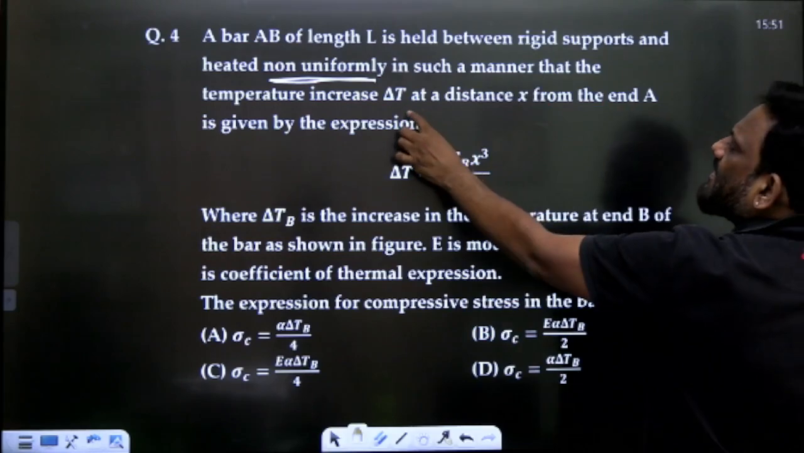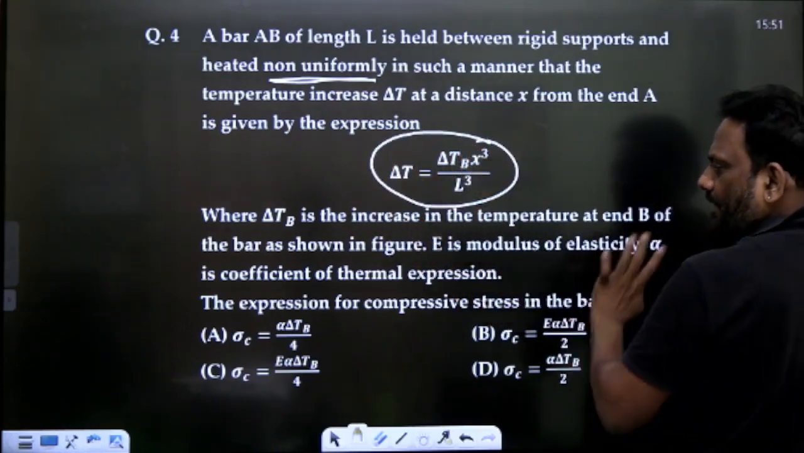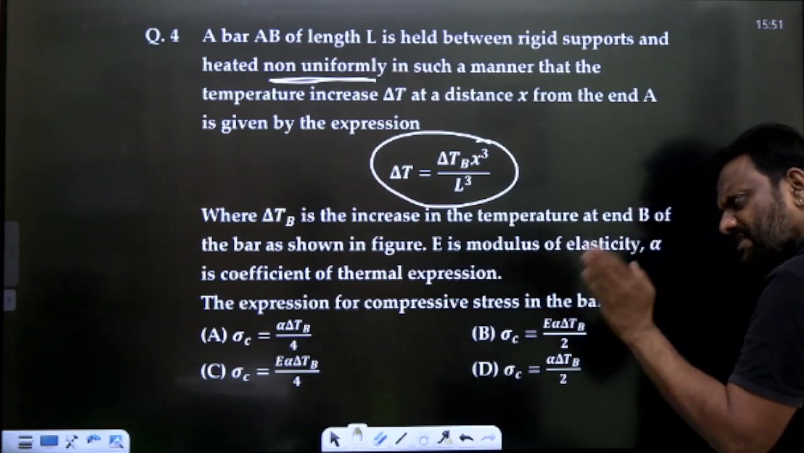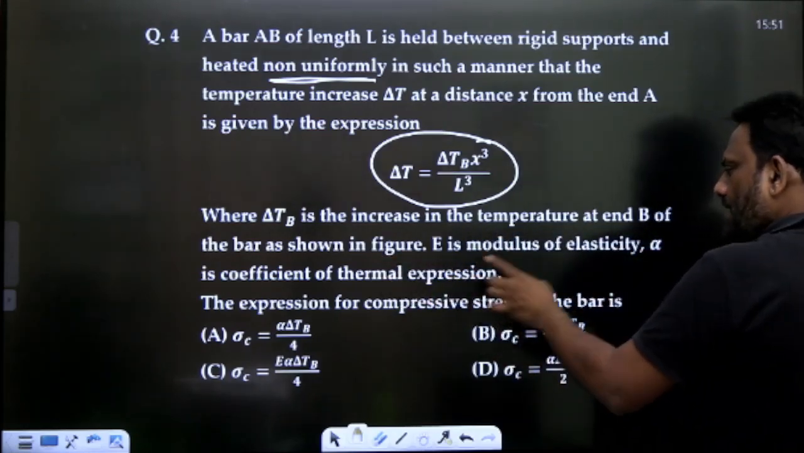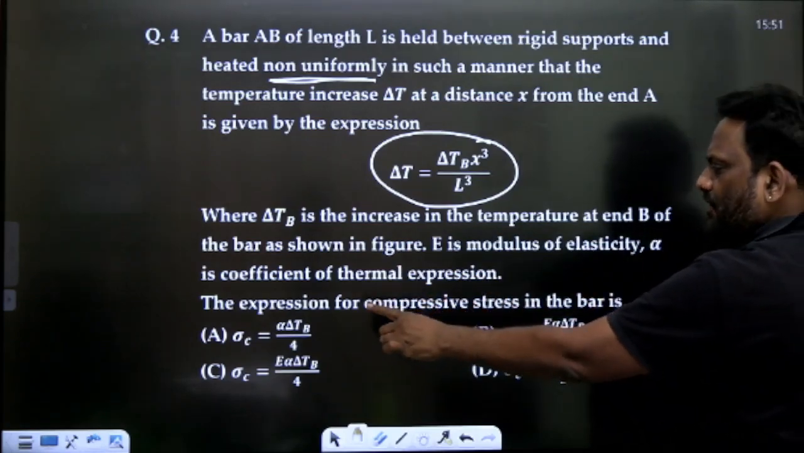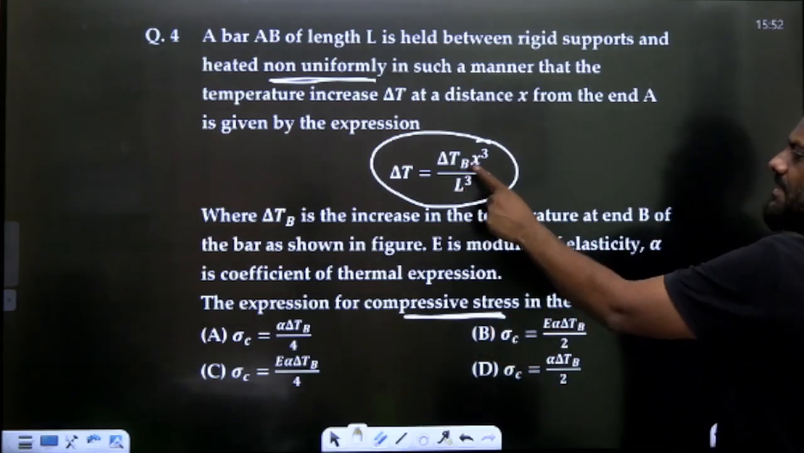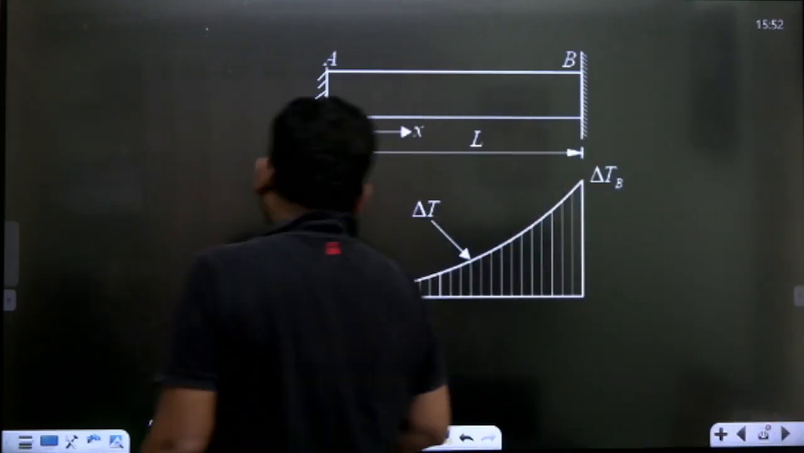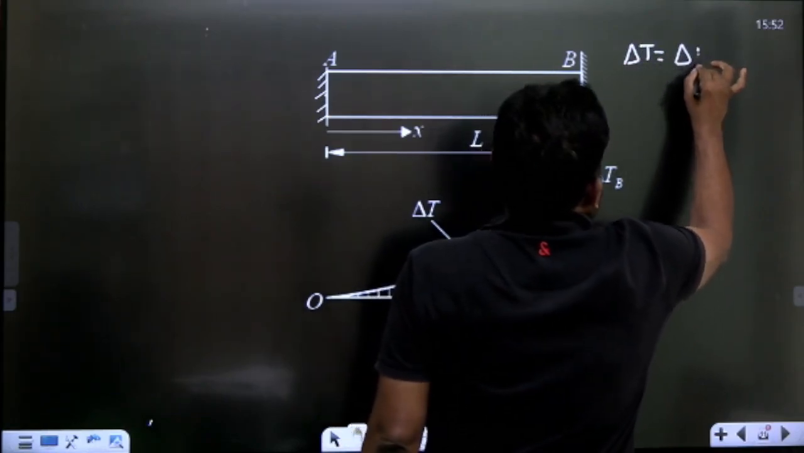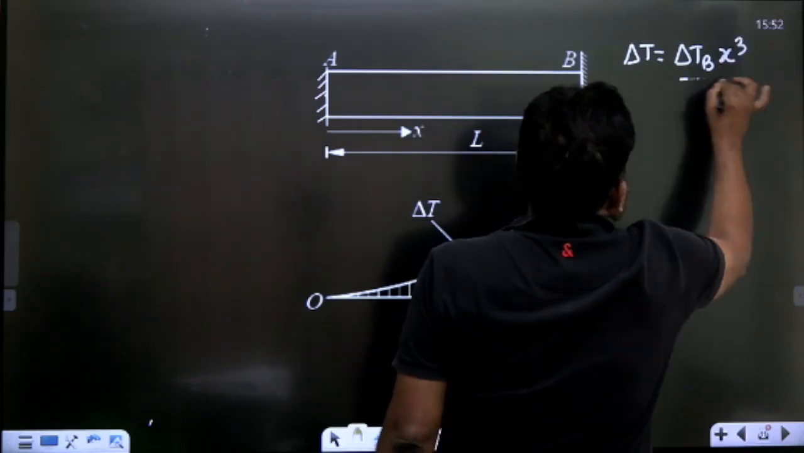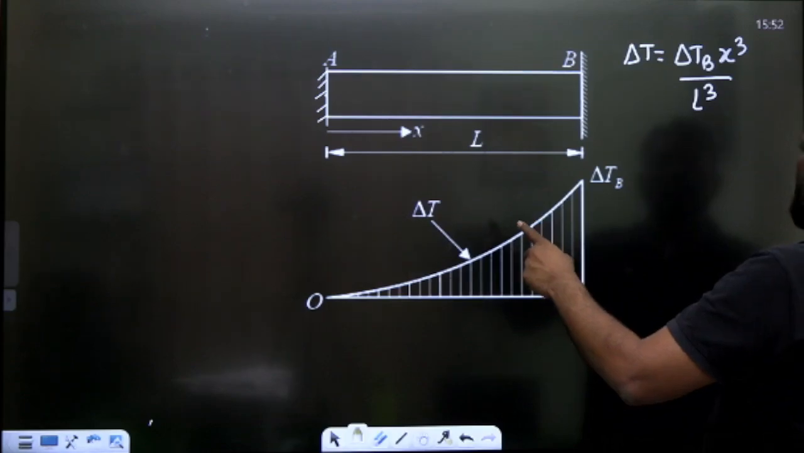In a manner that the temperature rise at a distance x is given by the expression. The temperature rise is given as this. Okay, where delta TB is the increase of temperature at B, and the bar is shown. E is the modulus of elasticity. Alpha is the coefficient of thermal expansion. The expression for compressive stress in the bar is. Okay. Delta T is delta TB x cube by L cube.